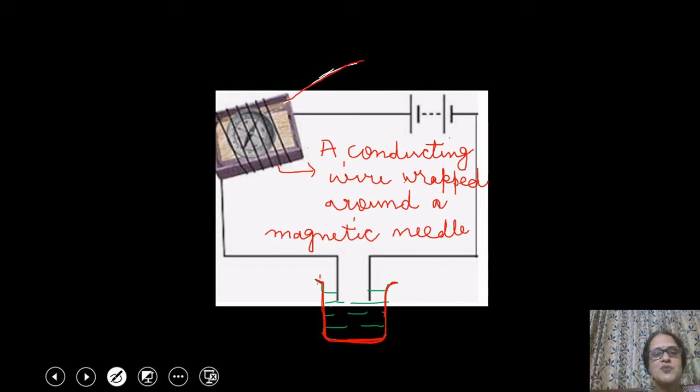In the discarded matchbox, we have placed a magnetic needle, and this is a conducting wire which is wrapped around the magnetic needle. So in the same way as we have discussed in the activity just now, we can take the testing solution. We have taken the testing solution inside this beaker. So what will happen if the solution is conducting? You can find the deflection in the magnetic needle. So this is also one more tester.